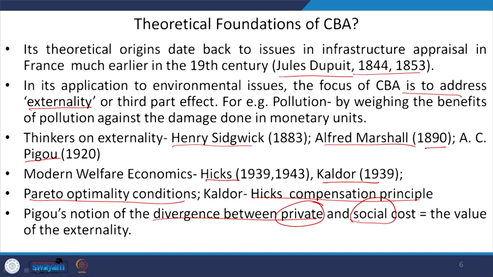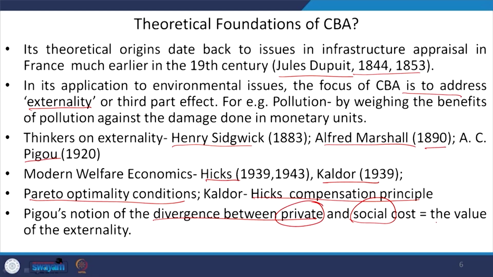So, the private benefit is not the benefit accrued to the society, or it is not reflecting the societal benefit; this is not the same. Societal benefit is somewhat different from private benefit, and likewise the societal cost is different from the private cost as well. So, there exists a difference between private benefits and social benefits, and private costs and social costs. This divergence between the two is capturing the value of the externality.